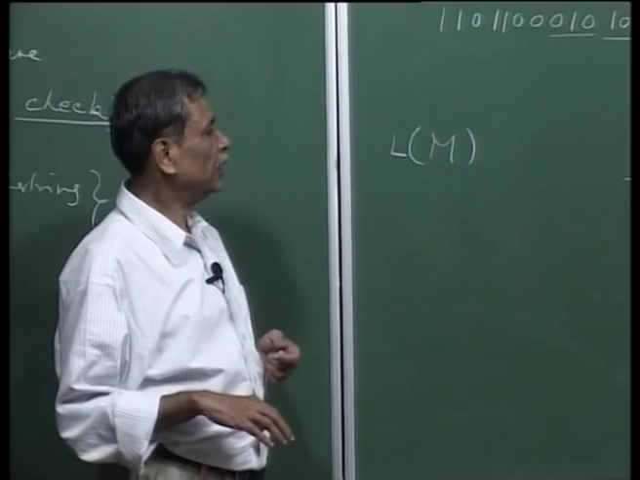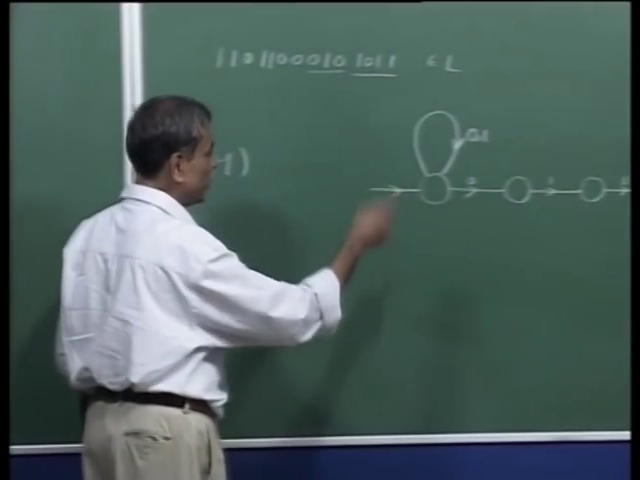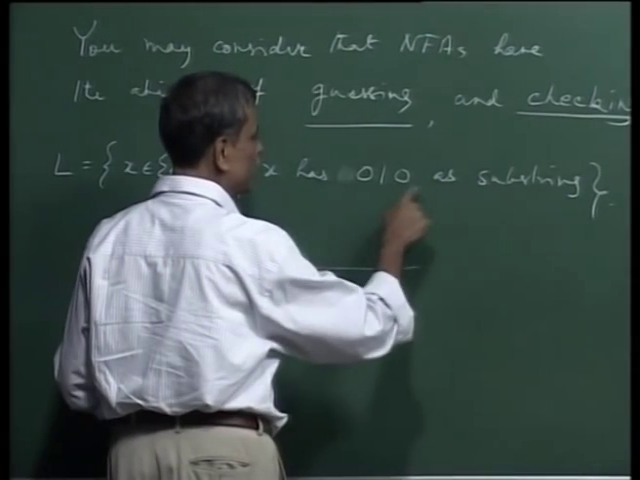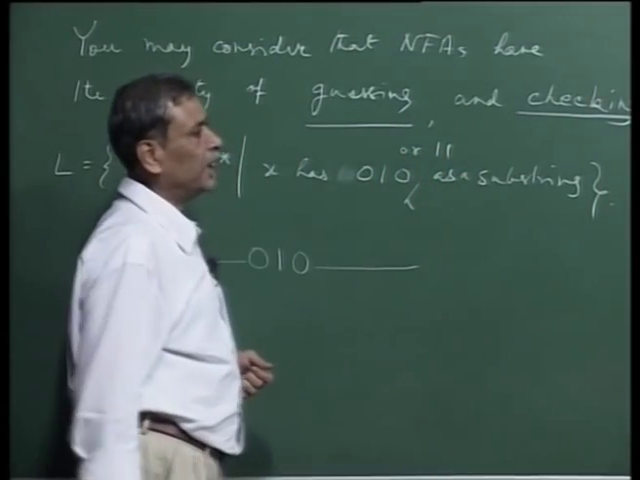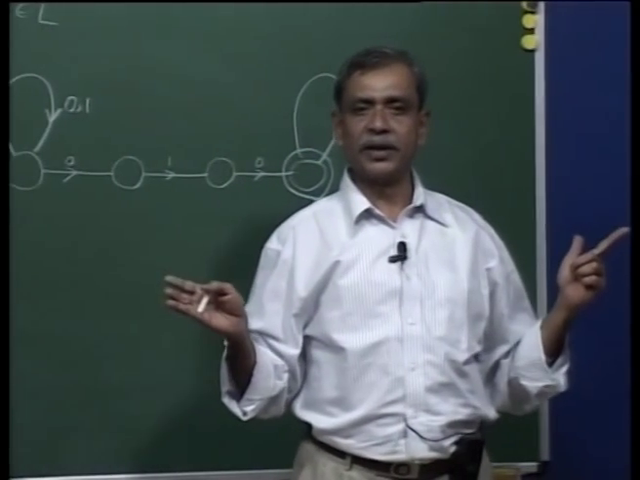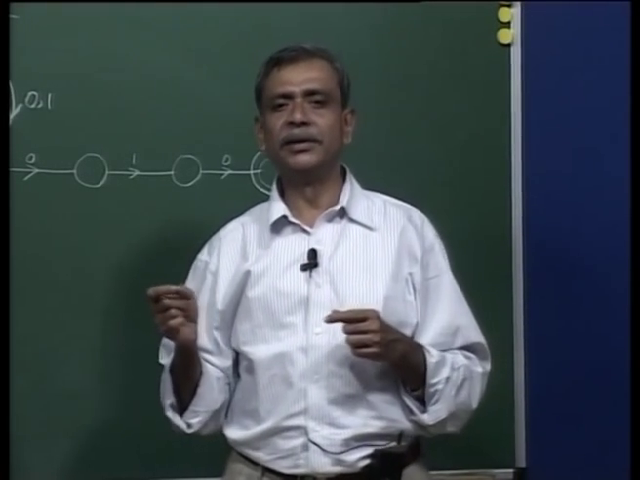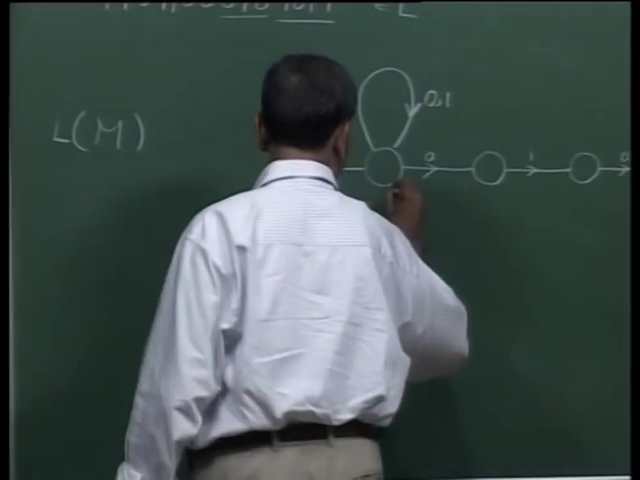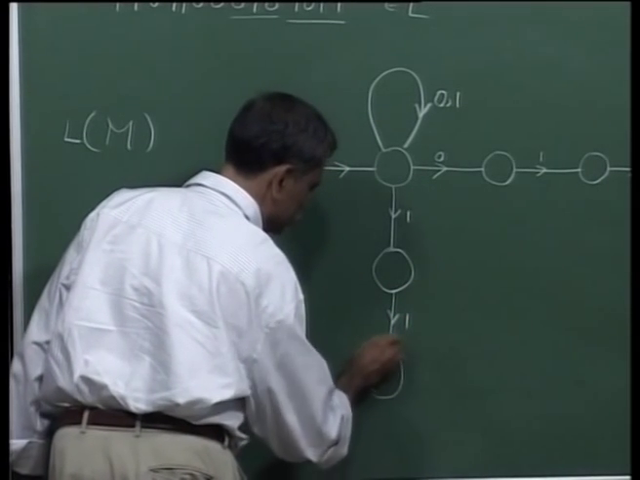Okay. So, in the same way we can think of the other language. In fact, now you see it is so simple. The example we had given earlier, similar example, that the language X has 0, 1, 0 as a substring or 1, 1 as a substring. Then there are two things the machine guesses, given a string in the language. Firstly, is the string in the language because 0, 1, 0 is there, or is it because the substring 1, 1 is there? So, you remember that in that case the NFA would look like this.